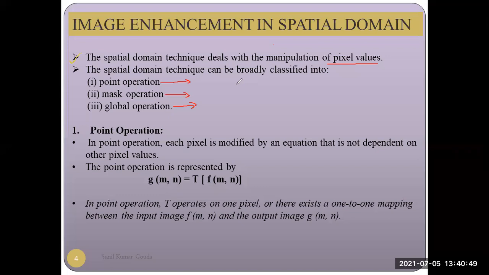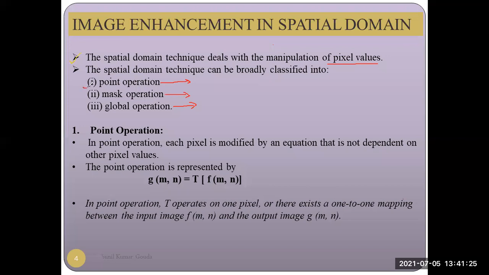What is a point operation? Whatever point operation enhancement we do, the effect will be on that particular point or pixel, and it will not affect the neighborhood, or vice versa. The neighborhood we have is not going to change. Whatever image enhancement algorithm is performed on the point deals only with the point.